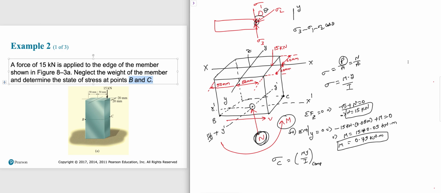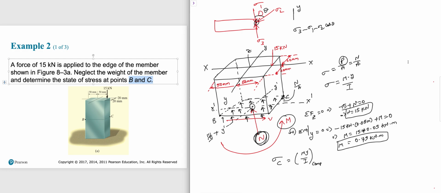So what is the meaning of P over A? If you remember, if you understood the concept thoroughly, carefully, P over A or N over A is the stress acting on the entire cross section when there is a normal force acting at the centroid of that cross section. So due to this N, there is the stress acting on the entire cross section, and that stress is N over A.